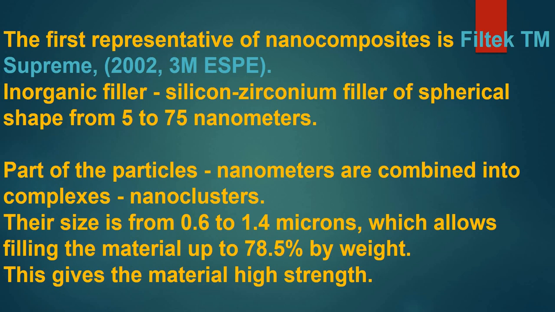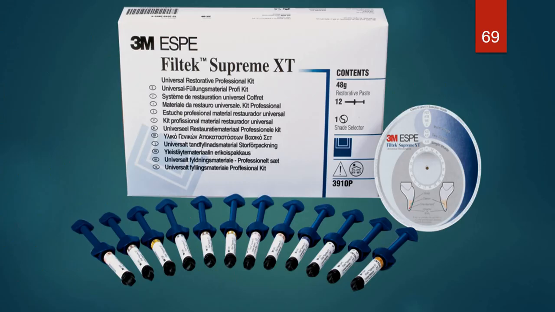Part of the particles, nanometers, are combined into complexes, nanoclusters. Their size is from 0.6 to 1.4 microns, which allows filling the material up to 78% by weight. This gives the material high strength. And in this picture we see Filtek Supreme XT.